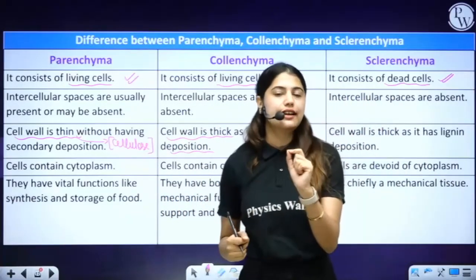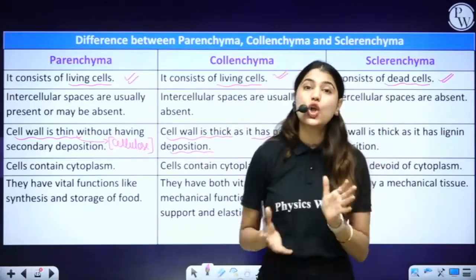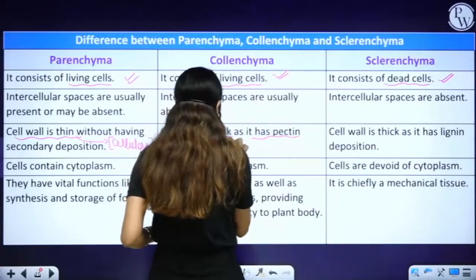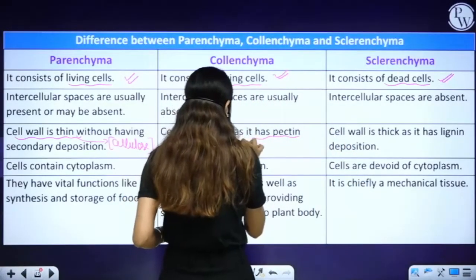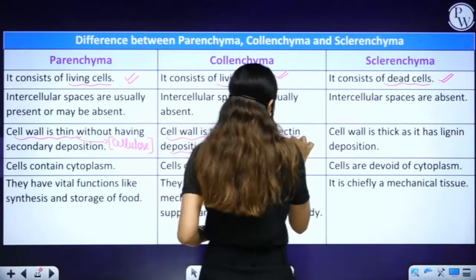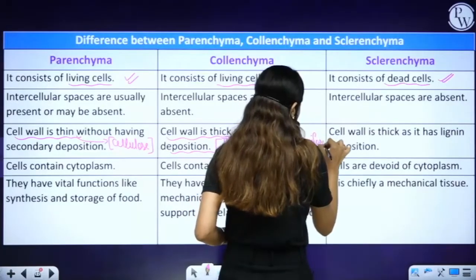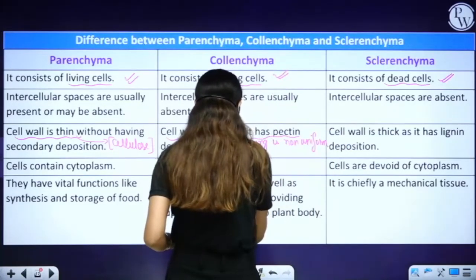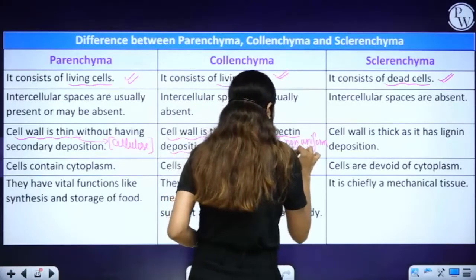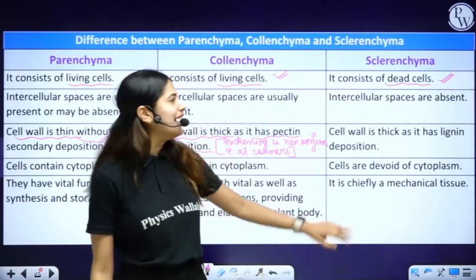Now remember, this thickening is present only around the corners. The thickening is not uniform. Remember that. So we can add this point here: the thickening is non-uniform, that is, at the corners only. At the corners of a collenchyma, we can find the thickening, right?